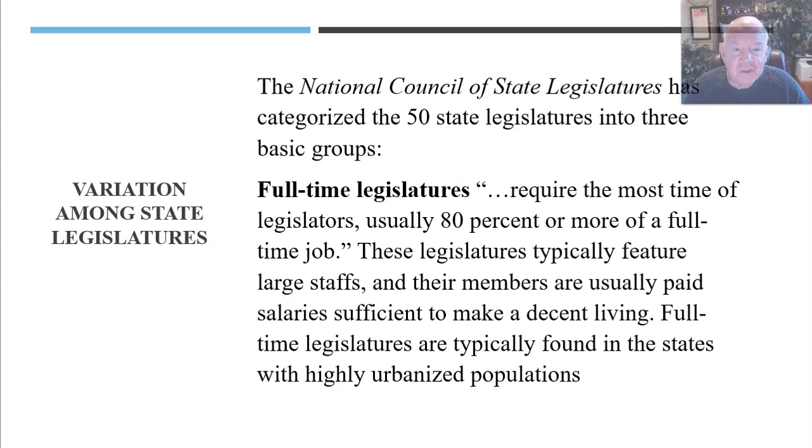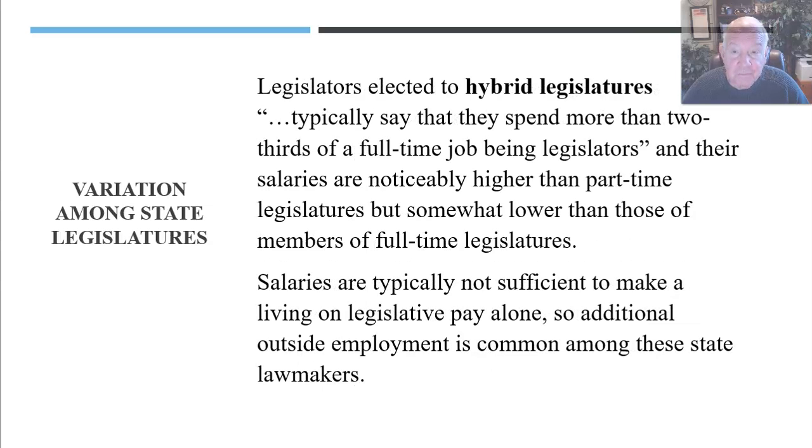The National Council of State Legislatures has categorized the 50 state legislatures into three basic groups. Full-time legislatures require the most time of legislators, usually 80% or more of a full-time job. These legislatures typically feature large staffs, and their members are usually paid salaries sufficient to make a decent living. Full-time legislatures are typically found in the states with a highly urbanized population.